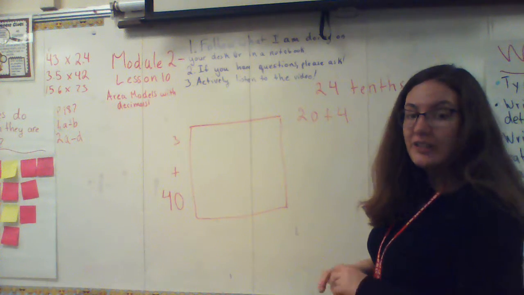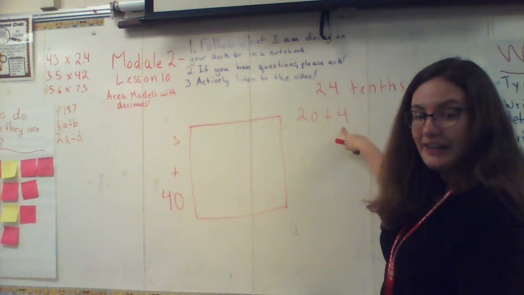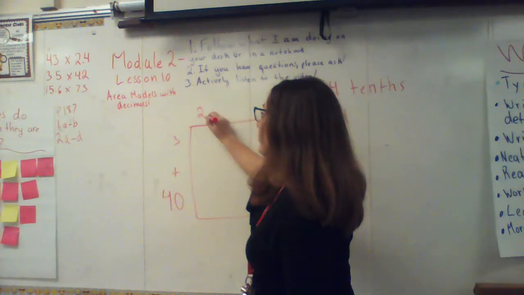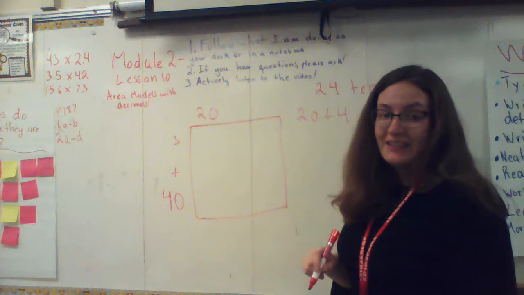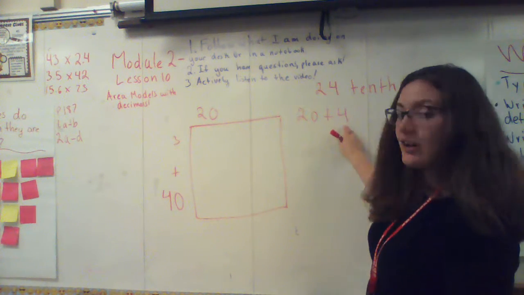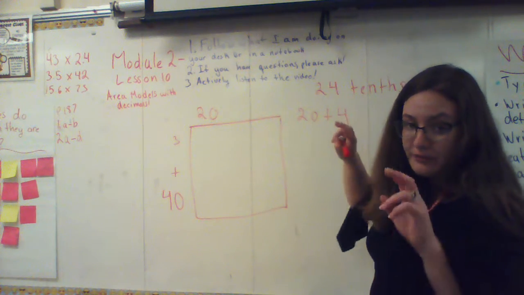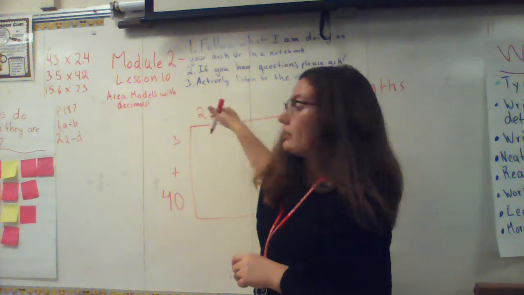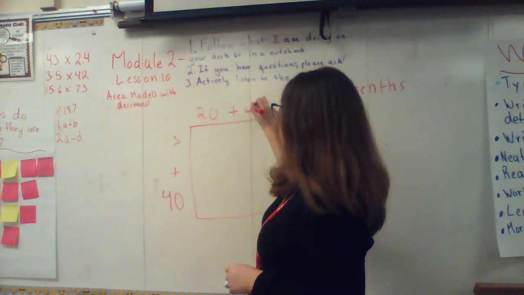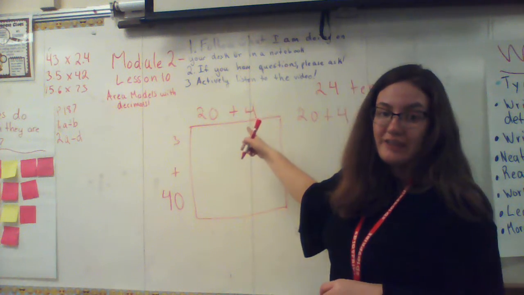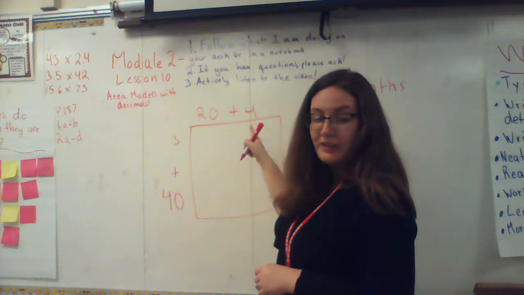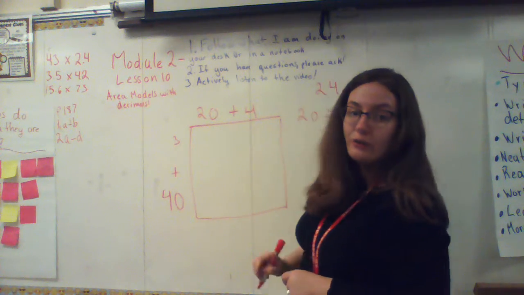And I'm going to write it just the way it is at the top. What is different about this is that I'm not starting with the smallest number first. I'm starting with the bigger number, and I'm working my way to the smaller number. So instead of having 4 plus 20 like we normally would, we're doing 20 plus 4 instead.